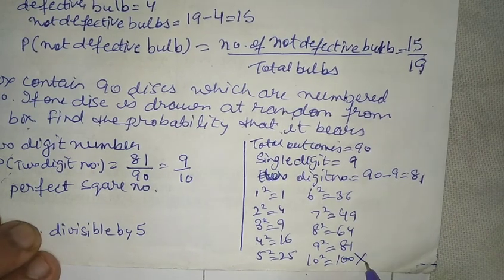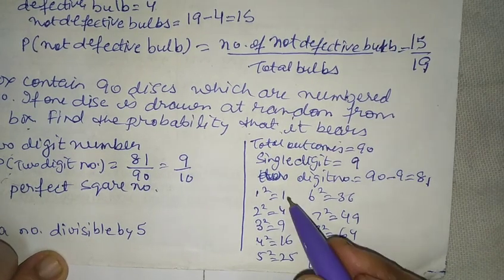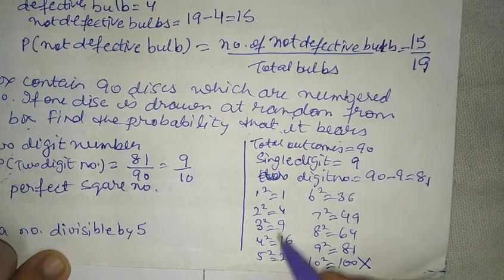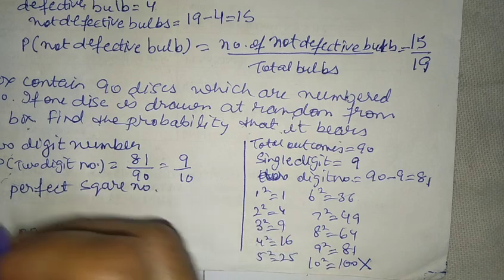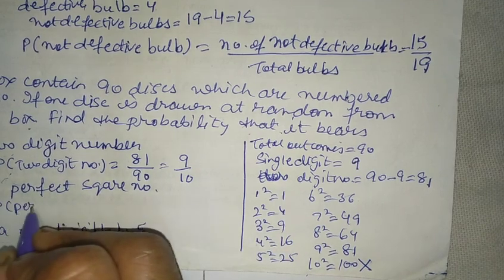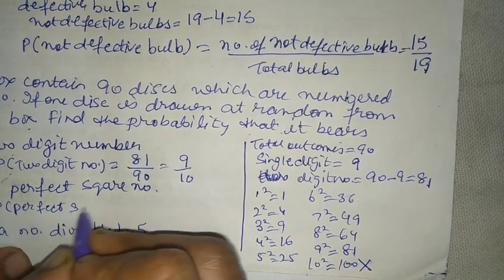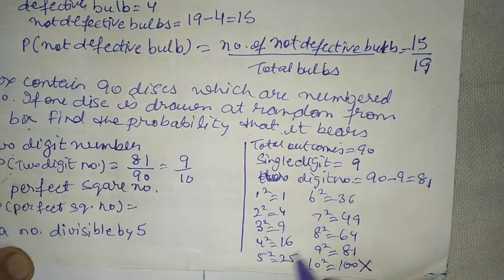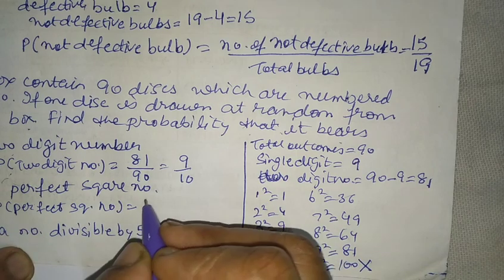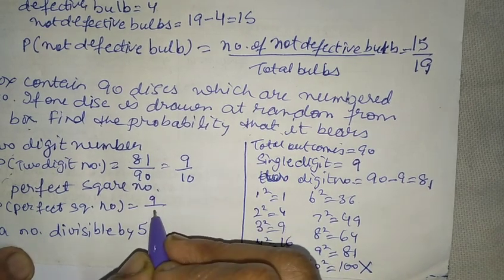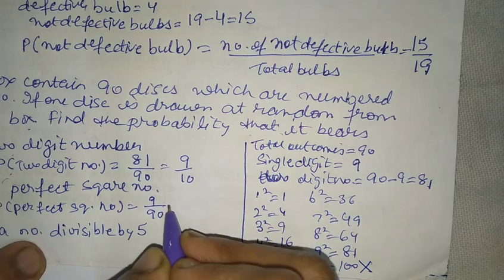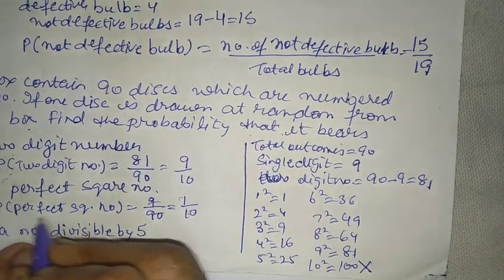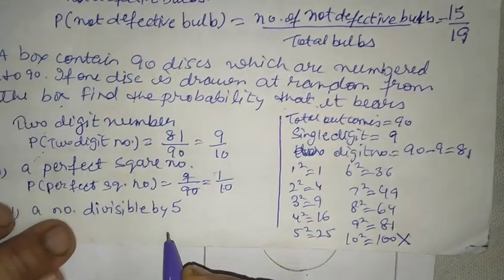100 is greater than 90, so we will not write this. So we have 1, 4, 9, 16, 25, 36, 49, 64 and 81. These are 9 here. So the probability of getting a perfect square number will be equal to the number of perfect square numbers. We have 9 here and the total outcome is 90 here. So we divide it by 9. We have 1 by 10 here. So the probability of getting a perfect square number will be 1 by 10.